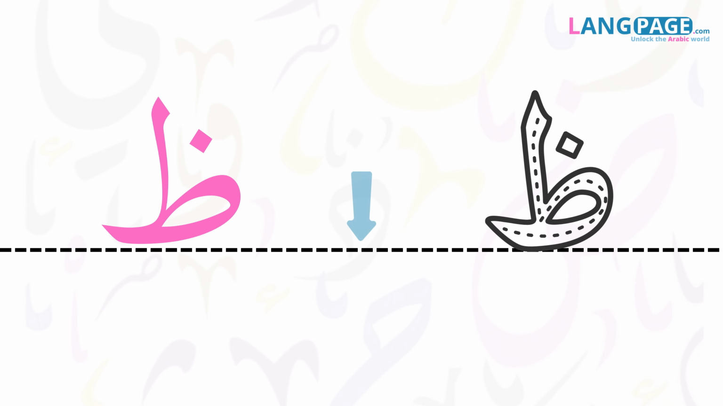On the line, immediately I will write this letter. You will start with the loop, and then the line will come exactly above it, and finally you put the dot.